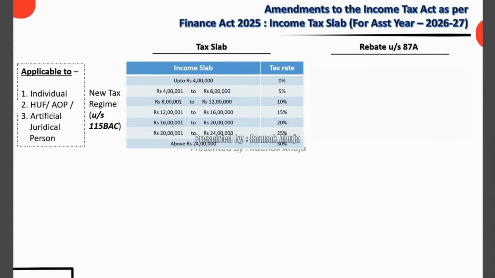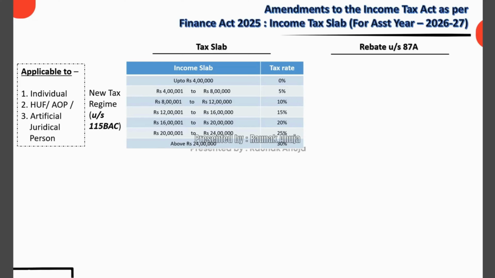The changes to the income tax slab set forth by the Finance Act 2025 is as follows. Incomes up to rupees 4 lakhs, 0% tax. Incomes ranging from 4 lakhs to 8 lakhs, 5%. Ranging from 8 lakhs to 12 lakhs, 10%. Ranging from 12 to 16, 15%. 16 to 20, 20%. 20 to 24 lakhs, 25%. And above 24 lakhs, 30%. Please note, rebate under Section 87A will also be available under the new tax regime.